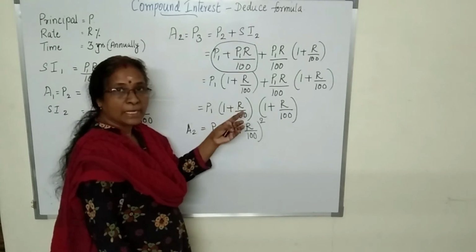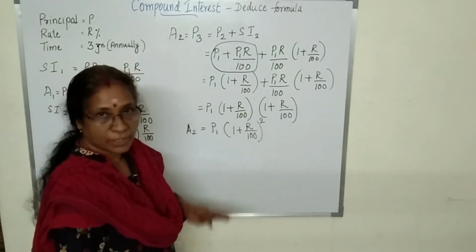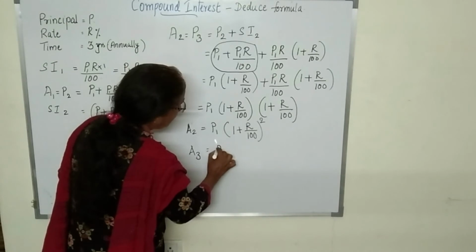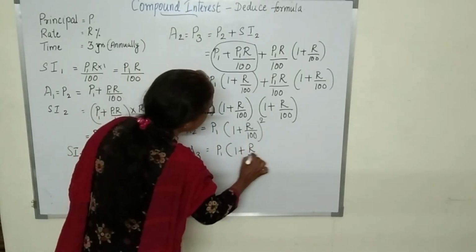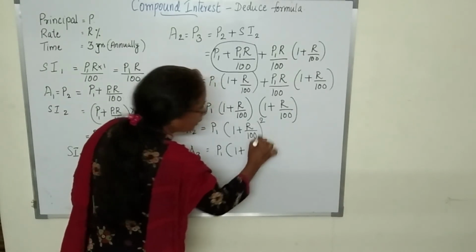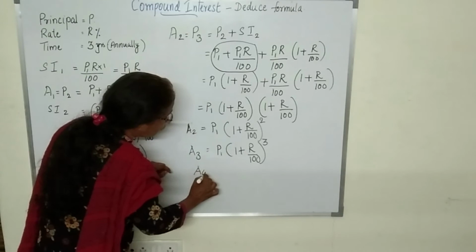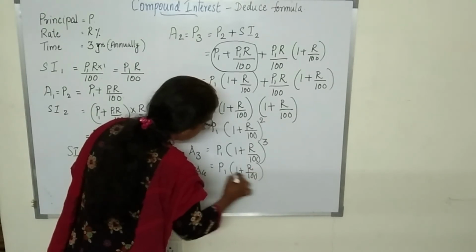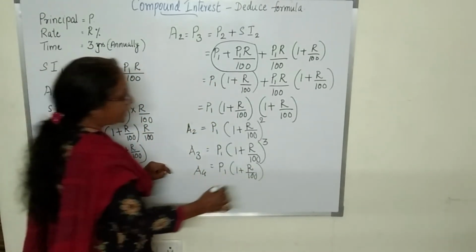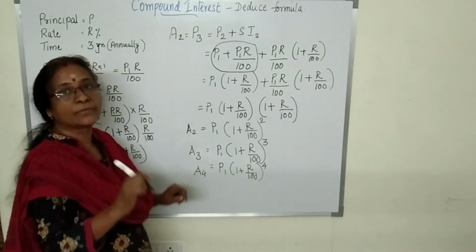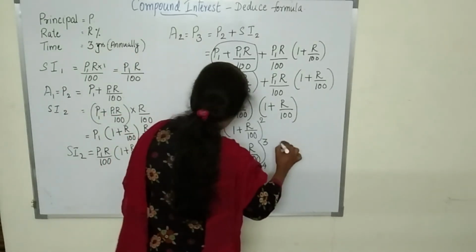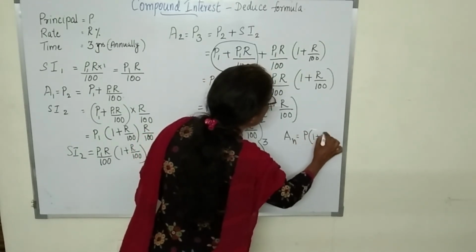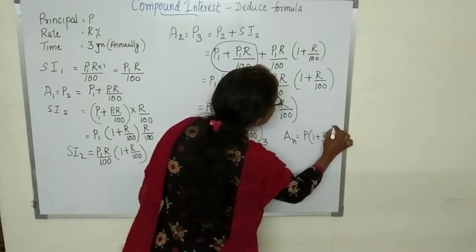Similarly, if you consider for the third year, end of third year when you count, A3 is equal to P1 into 1 plus R upon 100 whole cube. And if it is A4, for 4 years if you count, it will be P1 into 1 plus R upon 100 whole raised to 4. If you continue like this, for n years if you find, An will be equal to P into 1 plus R upon 100 whole raised to n.